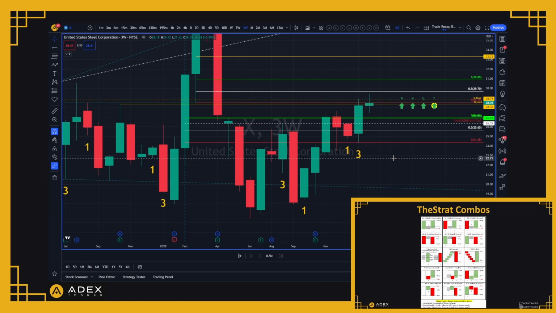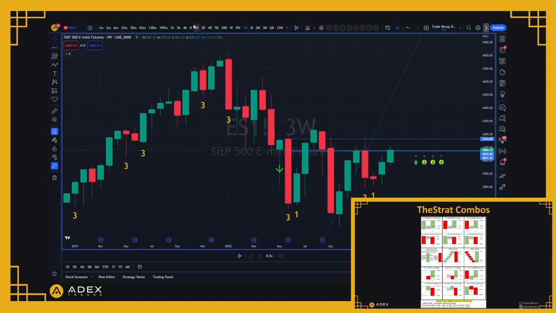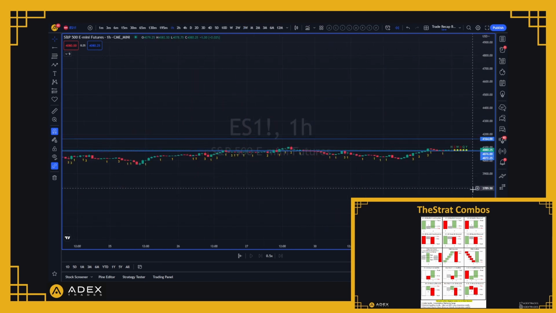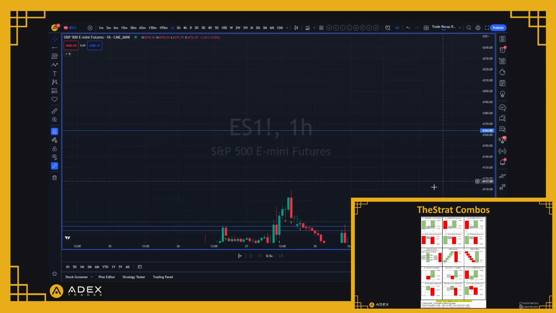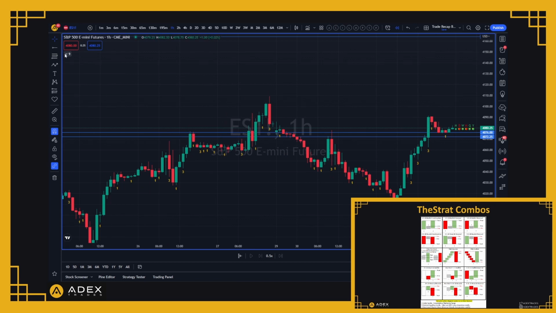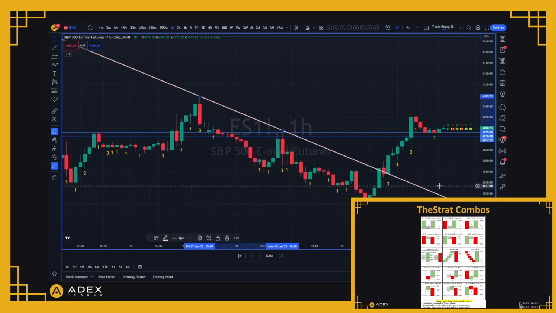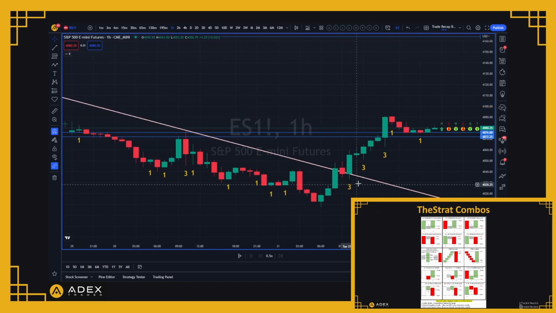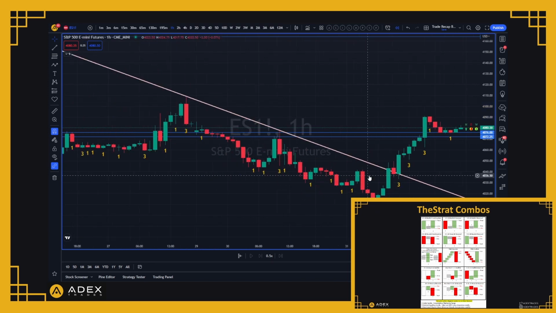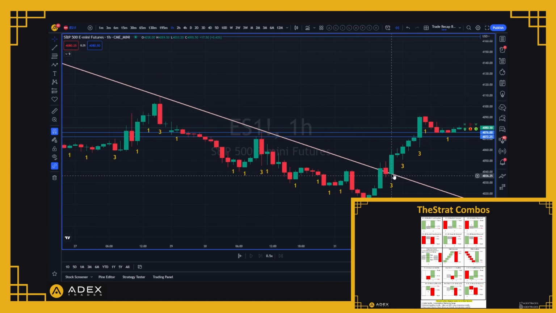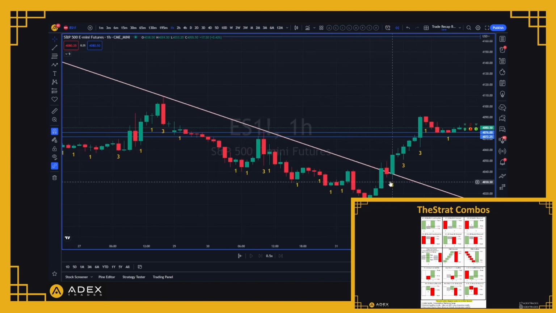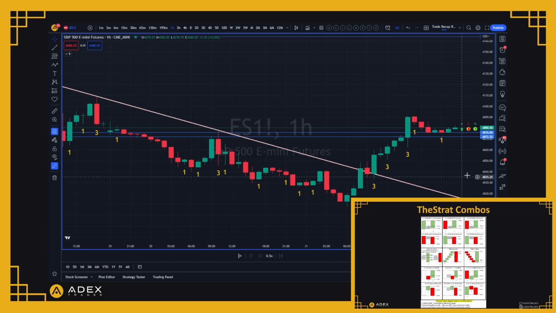What was it? ES today. When Abisai called out ES, he was looking at the hourly, and he had a trend line break on the hourly. Look at this trend line break. You had a hammer 3 off of the retest of that trend line break. So when he told me this morning, I was like, oh my gosh, this is going to go up, because you had a hammer 3, retested the trend line break, and then now look, continuation.